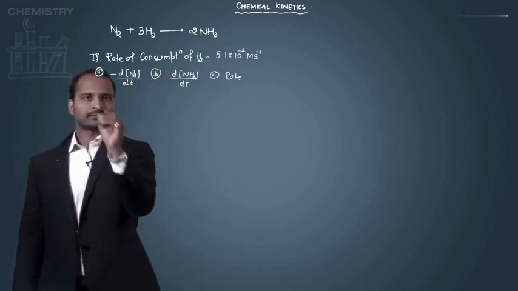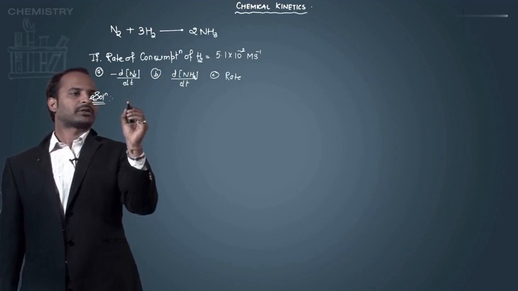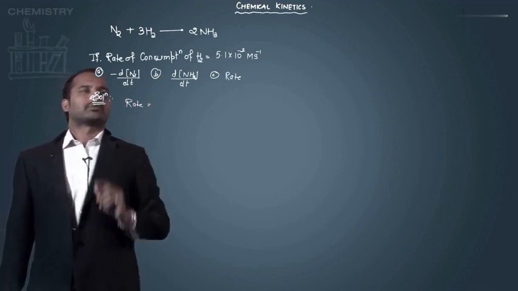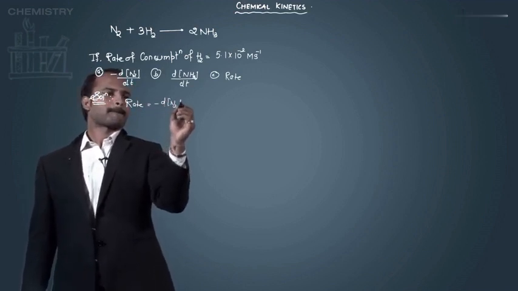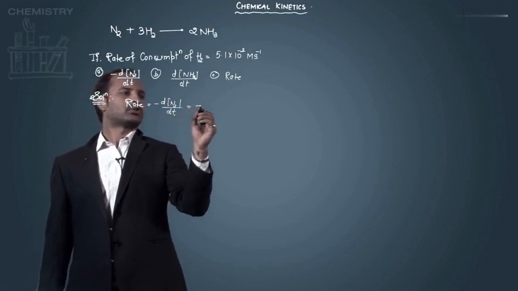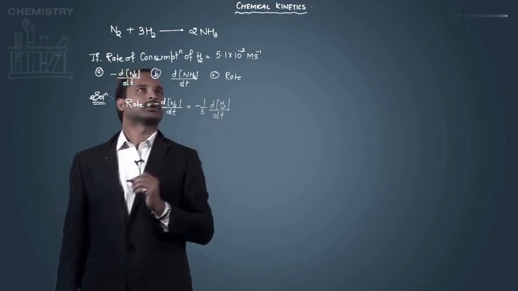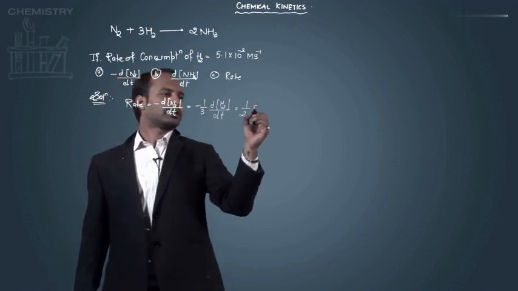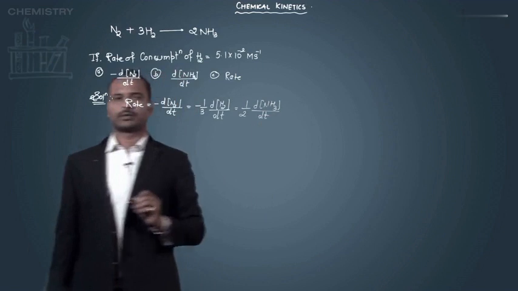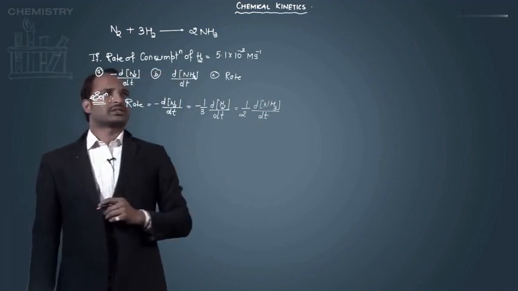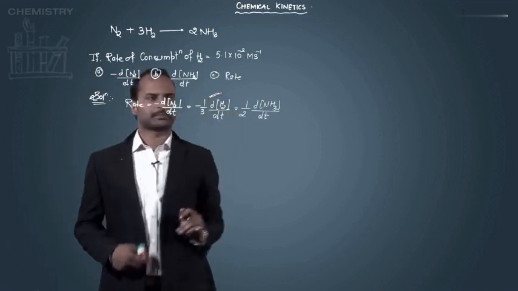Now let's see how to solve. Better first write the rate of reaction for this particular reaction. So rate is equal to, because through the rate we can relate all the components together. So it is going to be minus dN2 by dt, equal to minus 1 by 3 dH2 by dt, equal to half of dNH3 by dt. So we got this relation. We have the rate of consumption of hydrogen, means we know this value and we have to calculate the other 3.